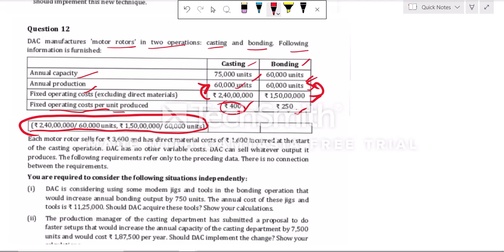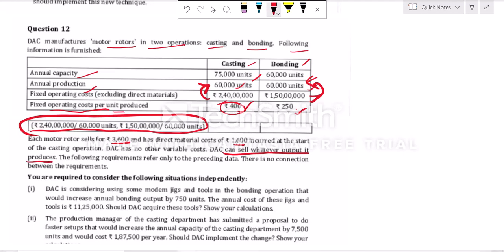Each motor rotor sells for 3,600 and direct material cost is 1,600, incurred at the start of the casting operation. DAC has no other variable cost. DAC can sell whatever output it produces. Selling is not a constraint for them. Demand is not a constraint. Whatever they produce, they can sell.